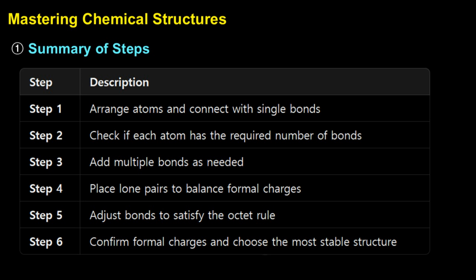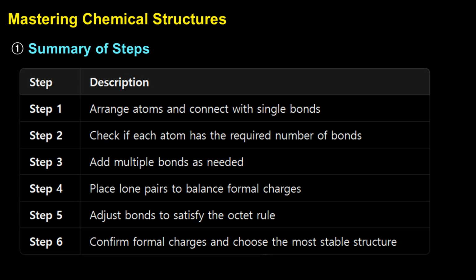Remember, the number of bonds an atom typically forms is determined by how many unpaired valence electrons it has. As we go through this step, it's helpful to keep track of the total valence electron count, because we'll need that later when we calculate formal charges. If an atom doesn't have enough bonds, we'll add double or triple bonds as needed to balance things out.